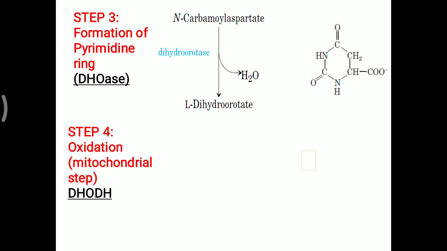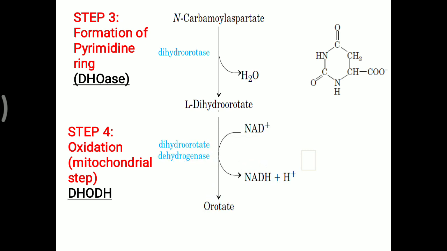Now the next step will occur in the mitochondria, that is the oxidation step. So these additional 2 hydrogens are removed and dihydroorotate is finally converted into orotic acid. That enzyme is dihydroorotate dehydrogenase, that is DHODH. In this reaction NAD plus is converted into NADH plus H plus and orotic acid is generated. Again you can see the structure. There are 2 hydrogens at the site of ring closure which are removed, finally making orotic acid.